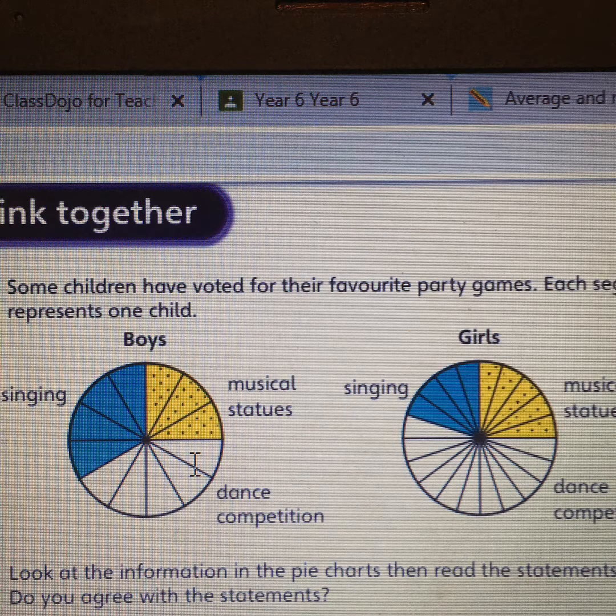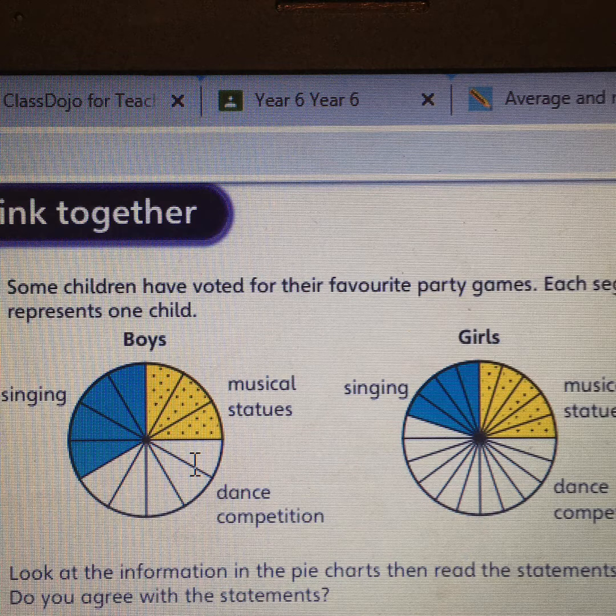Well, if each segment represents one child, there are 20 segments, so there were 20 girls that voted. What colour is musical statues represented by? That would be yellow. What colour is dance competition represented by? That would be white.